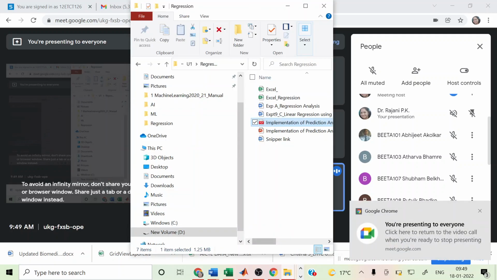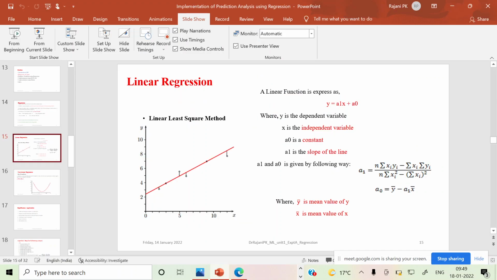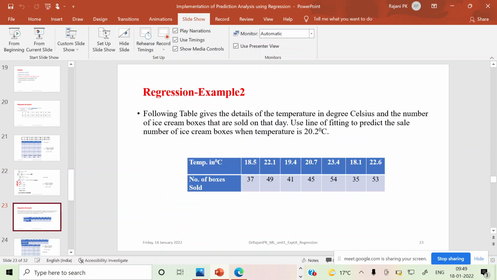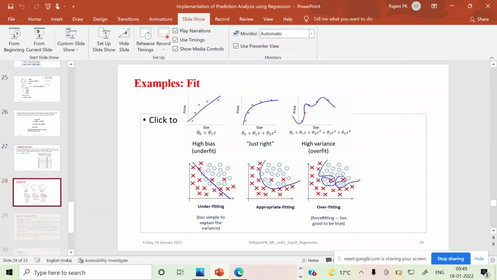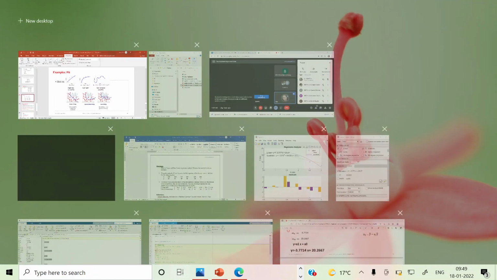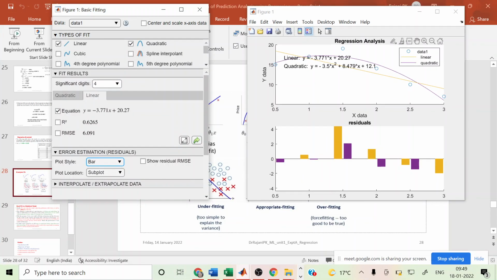Okay, this PPT I have already uploaded in the Google Drive. So it's your turn. You can see that the steps are there, the calculations are there. This is the second one. Okay, this is the third one. And overfitting also we have already discussed, so I'm not discussing it again. Since I have discussed in the class, I'm not discussing.